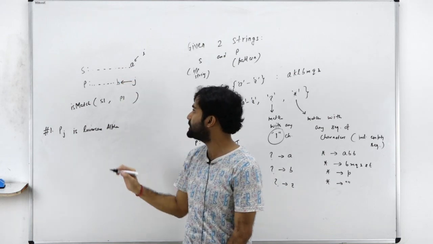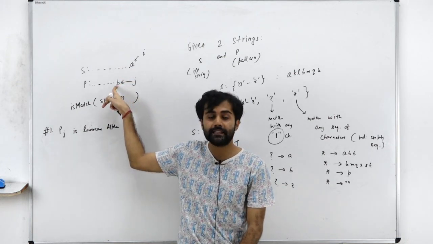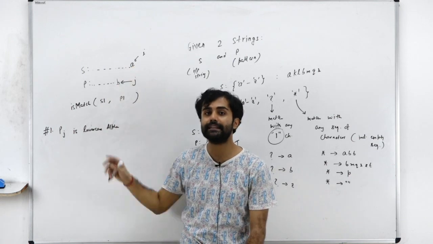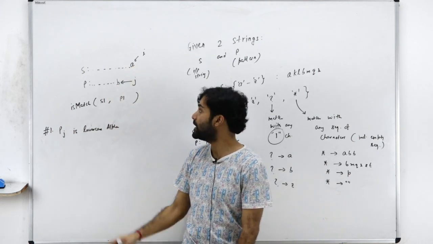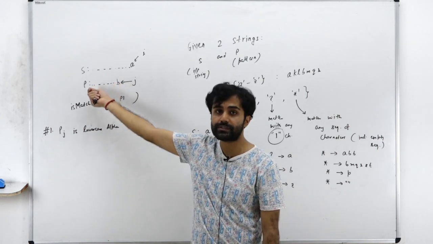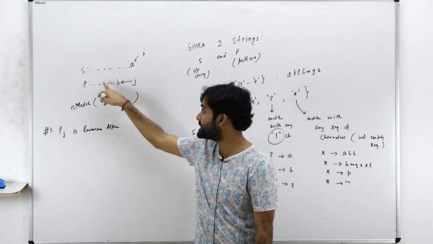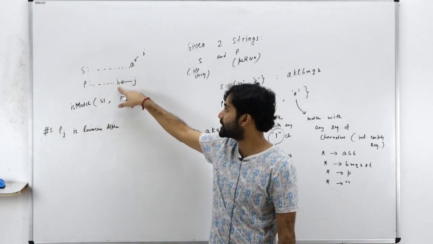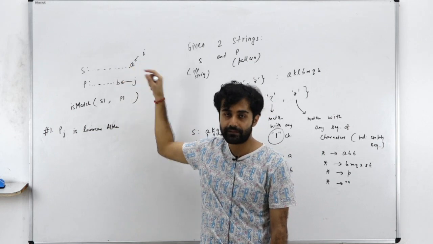If you had a B over here, this cannot match against this A, right? So you can clearly say that S and P are not matching. You might have some other stars preceding it, and those stars or question marks or other characters preceding it might match some other characters, but this B is not going to match anything, right?